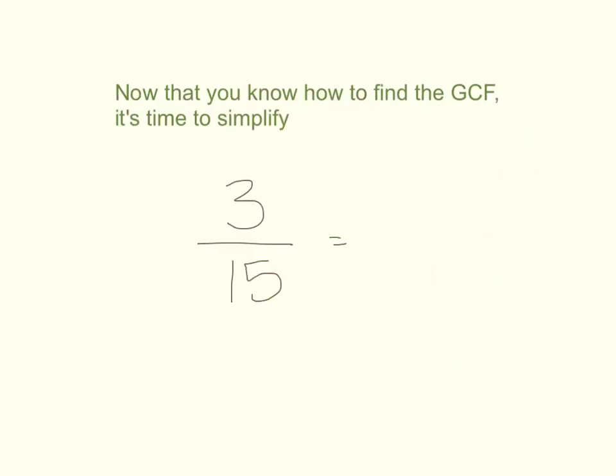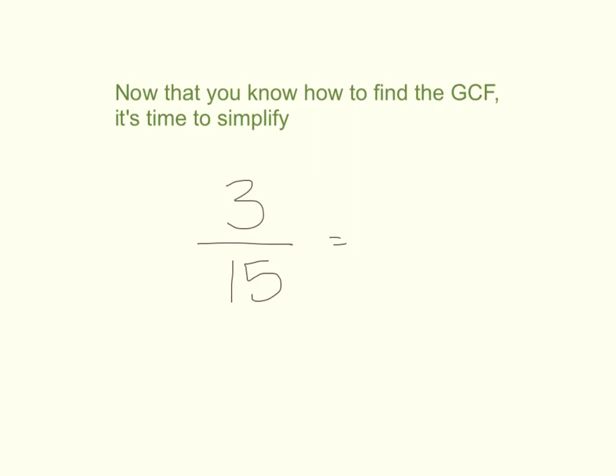So now that you know how to find the greatest common factor, it's time to simplify. Once again, I'm looking to find the biggest factor that can go into my numerator of 3 that also goes into my denominator of 15. So in this case, it's always smart to try either a 2 or a 3 because that's what my numerator looks like. 2 is definitely not a factor of 3, so that's kind of a silly answer.